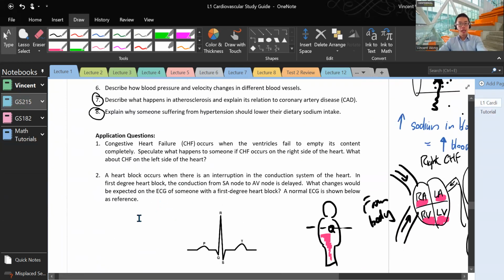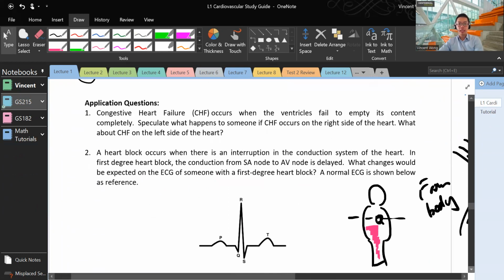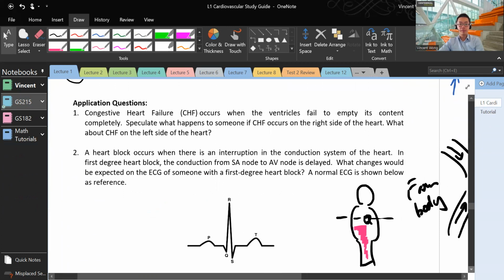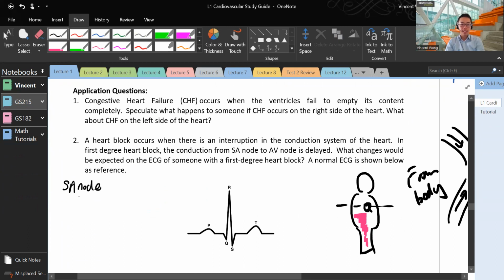Right here. A heart block occurs when there is an interruption in the conduction system of the heart. Okay, so we have the SA node, which then sends the signal to the AV node, right? And from the AV node, it goes to the Purkinje fibers.